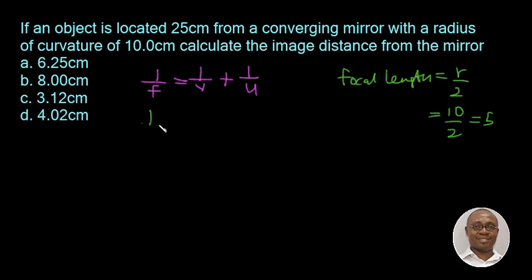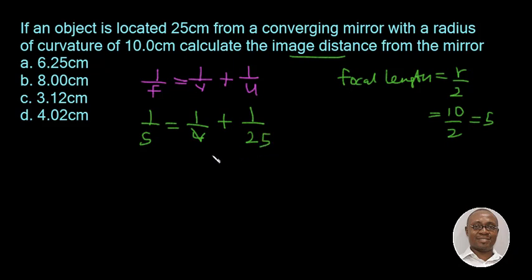Okay, so we have 1 over 5. All right. And for the value of V, remember that is the image distance. That is what we're asked to calculate. So that is what we're looking for. Then for the object distance, as shown in the question, is 25.